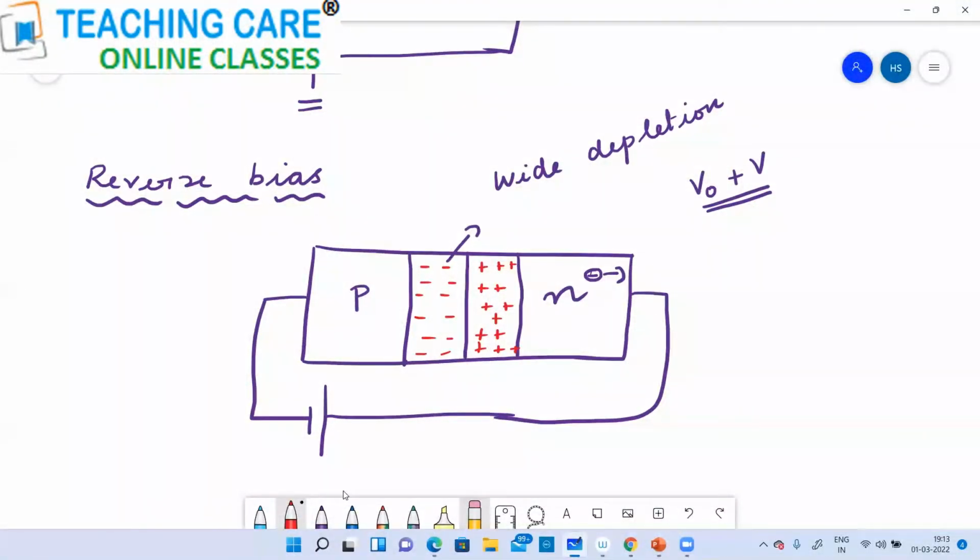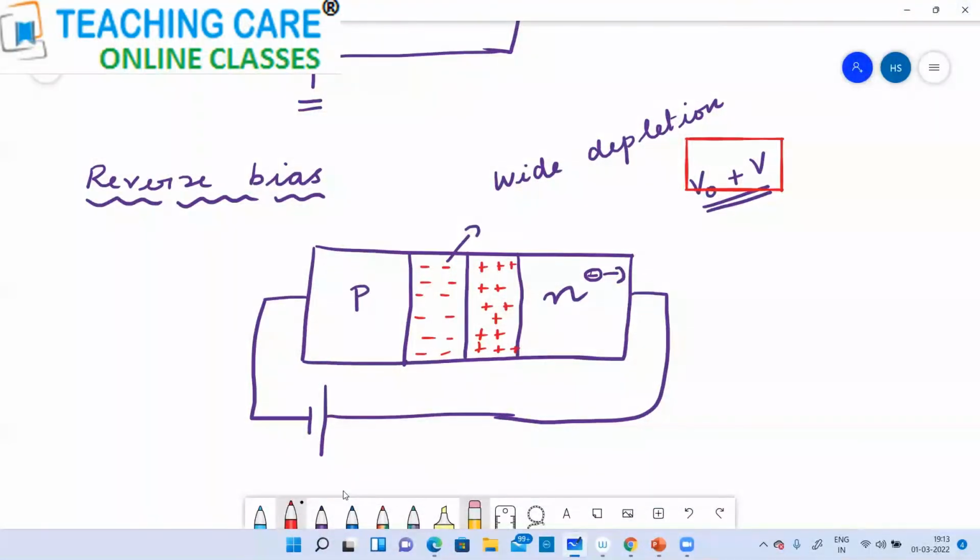Now, if we ask the formula, this is V naught plus, and there it will be minus. Correct. So now that the depletion region has increased, we can say that the depletion region is somewhat resisting the potential of the battery. Yes, the depletion region increases and it suppresses the majority carrier flow.